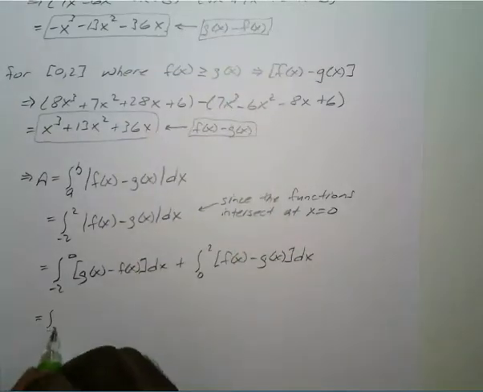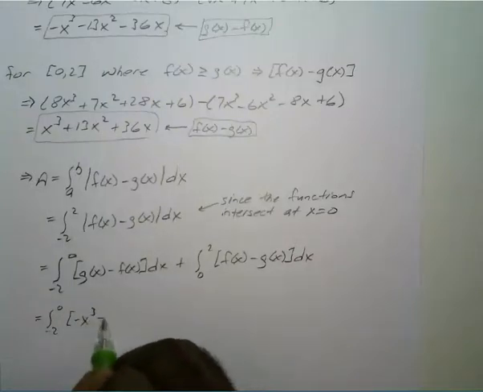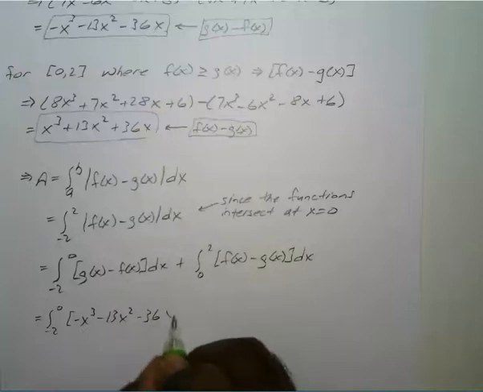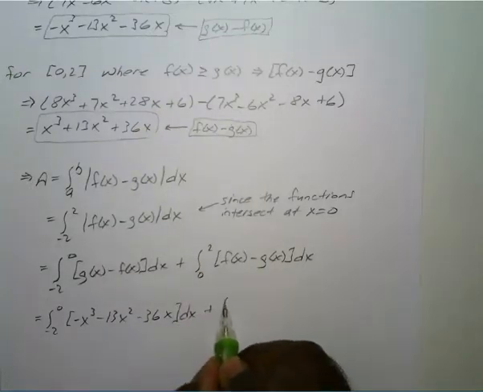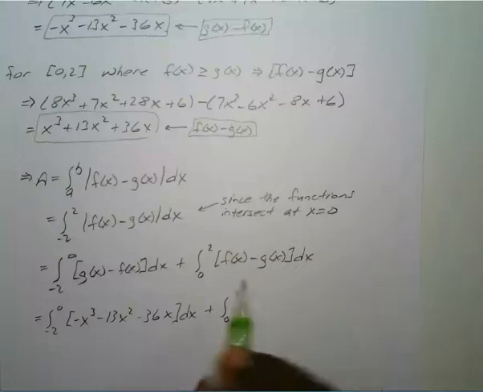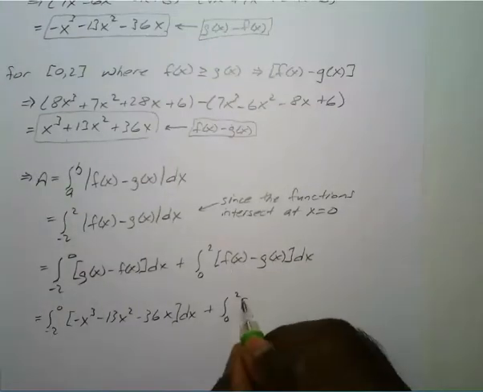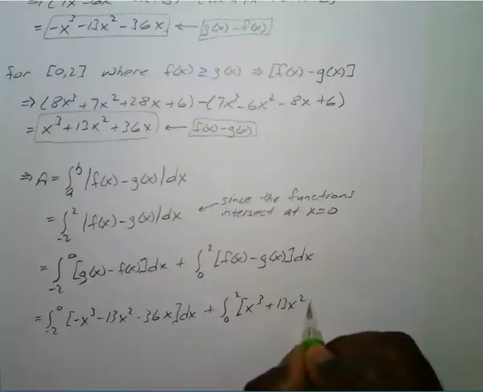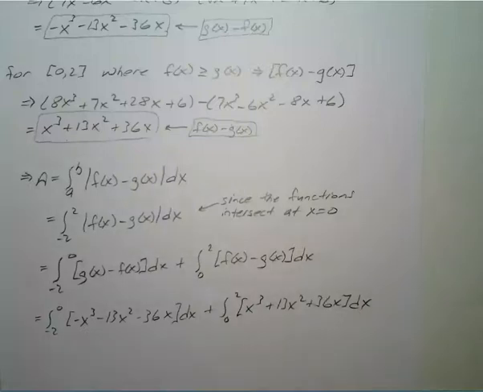So we have the integral from -2 to 0 of negative x to the third minus 13x squared minus 36x with respect to x, plus the integral from 0 to 2 of f of x minus g of x, which we did ahead of time, x to the third plus 13x squared plus 36x with respect to x.